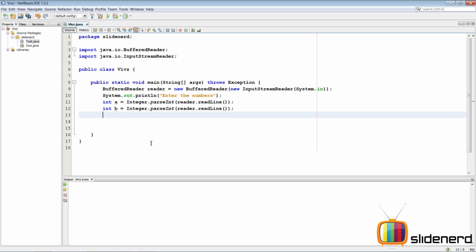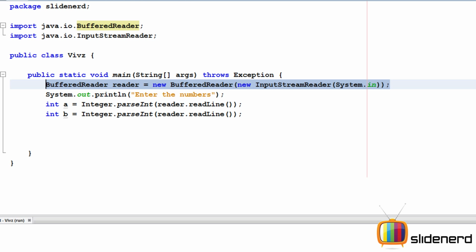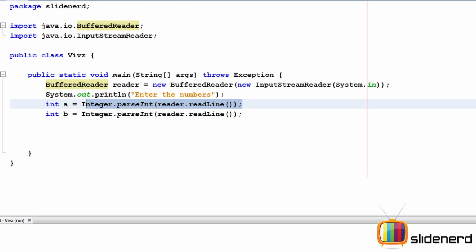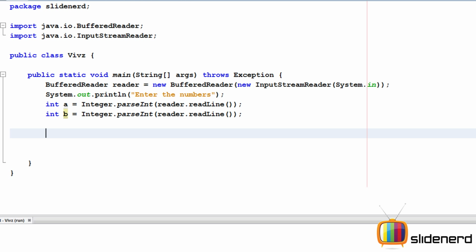So here in NetBeans, I have an empty project. There is nothing over here. There's a buffered reader statement for taking input from the user. There's a System.out.println which says enter the numbers, right? The user is going to enter something on the right hand side, and that gets stored inside this variable int a. And over here inside int b, there are two numbers, right? And I'm not using double or float over here because we're only talking about integers.